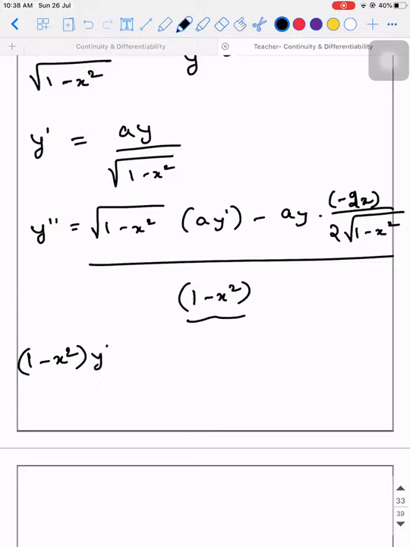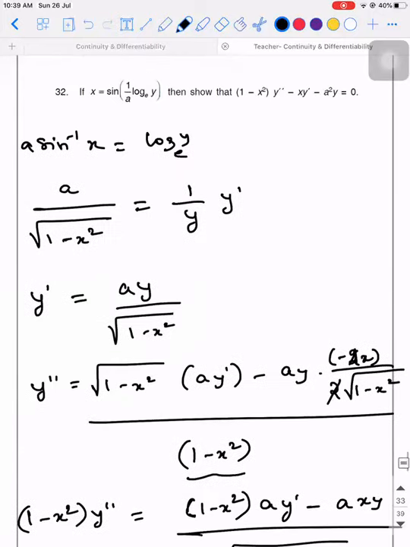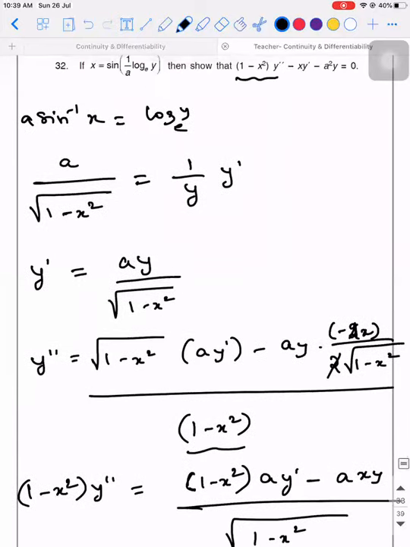Right. So 1 minus x square is there, take it to the other side. 1 minus x square into y double dash is equal to, if you take LCM, you will get 2 into 1 minus x square into ay dash. Correct? This 2 is also not needed. 1 minus x square into ay dash minus axy, the whole divided by root of 1 minus x square. Correct? So 1 minus x square into y double dash is matching.